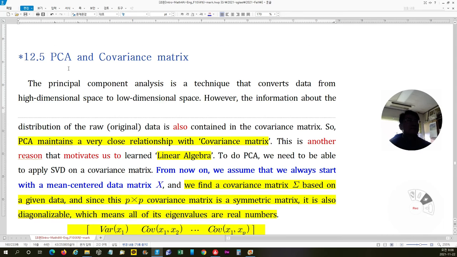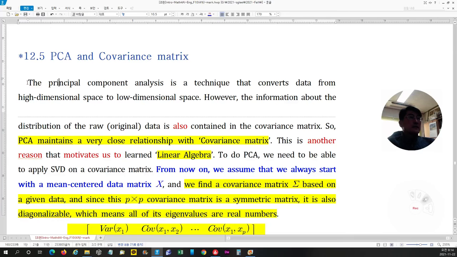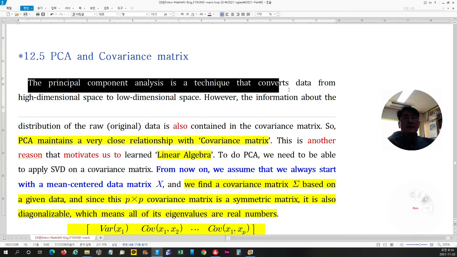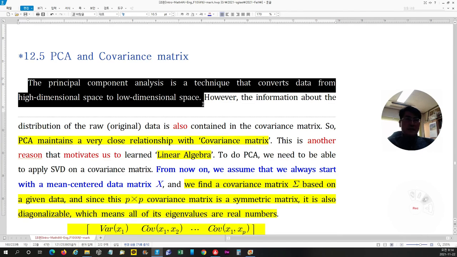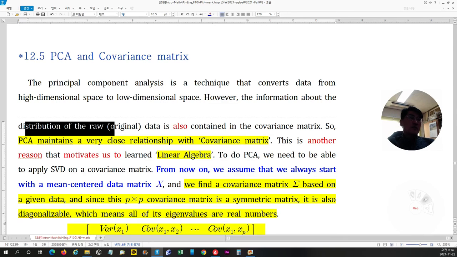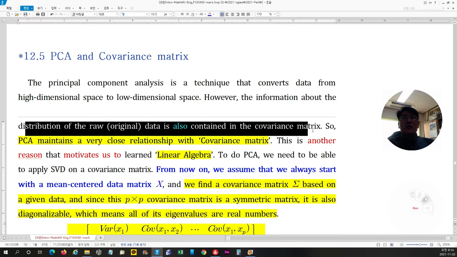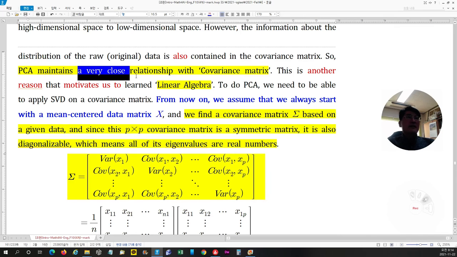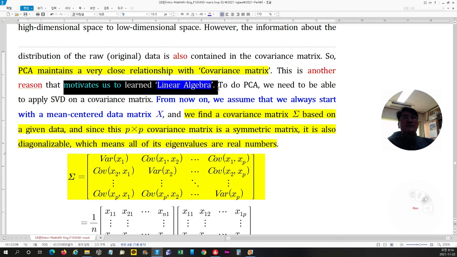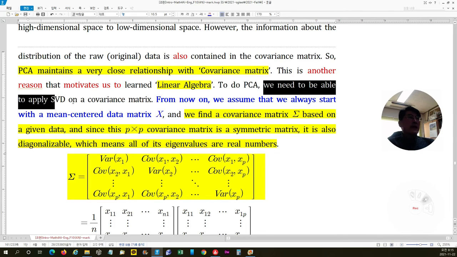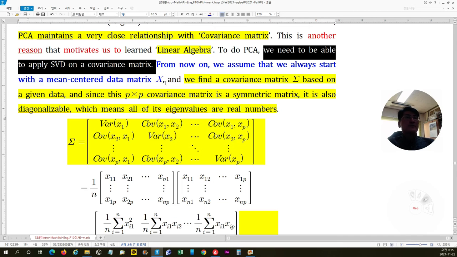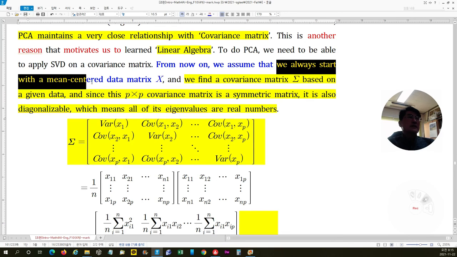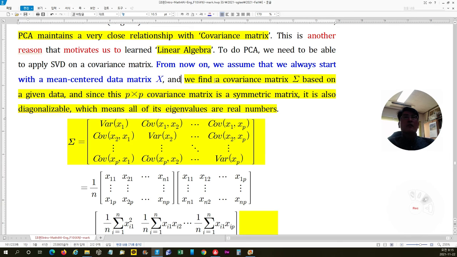Next, PCA and the covariance matrix. Principal component analysis is a technique that converts data from high-dimensional space to low-dimensional space. However, the information about the distribution of the data is also contained in a covariance matrix. So PCA maintains a very close relationship with the covariance matrix. This is another reason that motivates us to learn linear algebra. To do PCA, we need to be able to apply singular value decomposition on a covariance matrix. So from now on, we assume that we always start with a mean-centered data matrix X, and we find a covariance matrix sigma based on the given data.